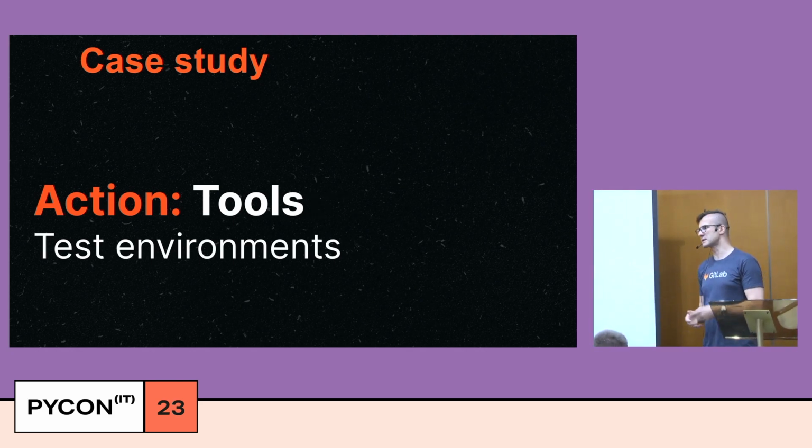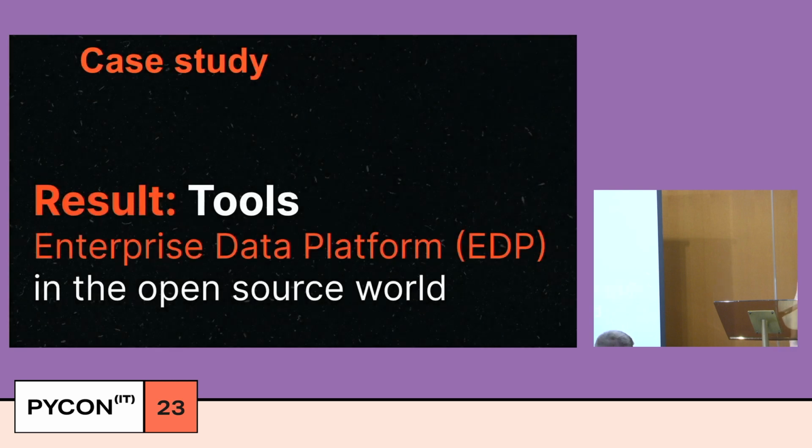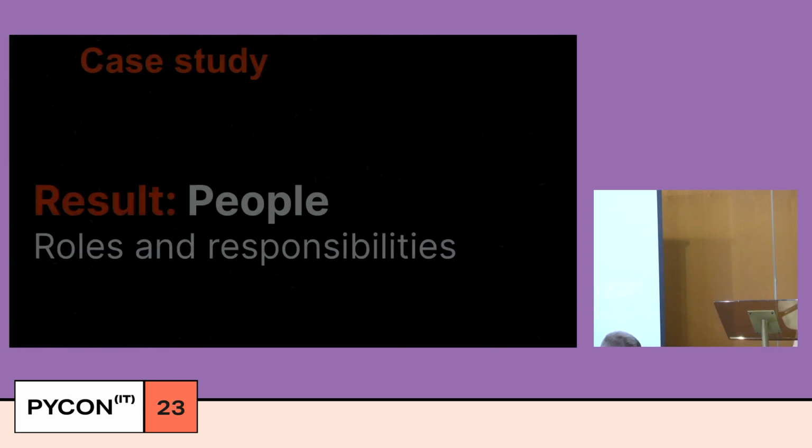How is it going with us? When we do a first commit, we create a test environment and do our job. When the merge request is merged, this is dropped. So we keep it very low in cost and try to be efficient. Our result is what? An enterprise data platform in a mainly open source world, as I said. And I like it for various reasons.